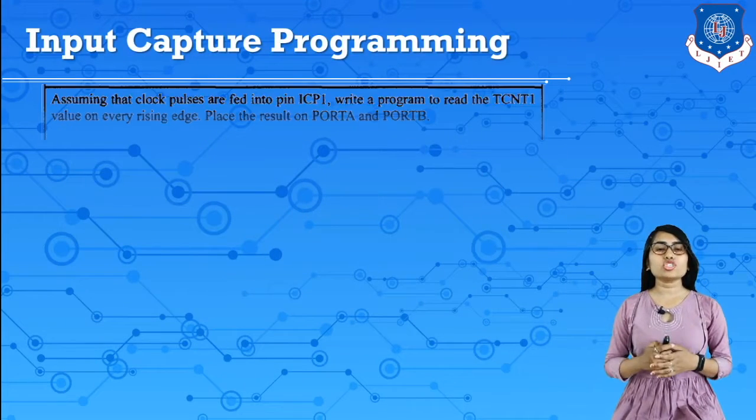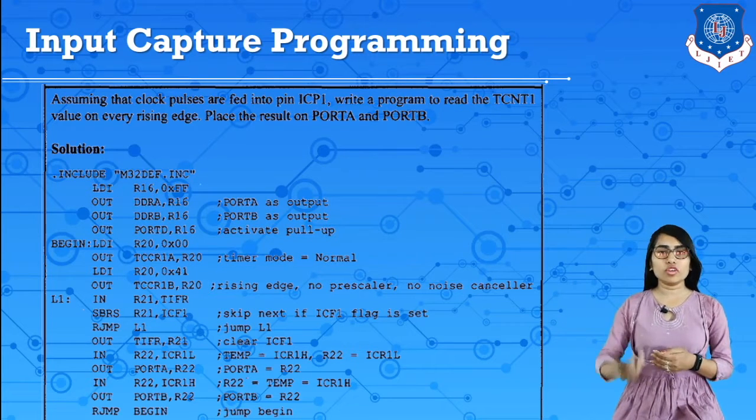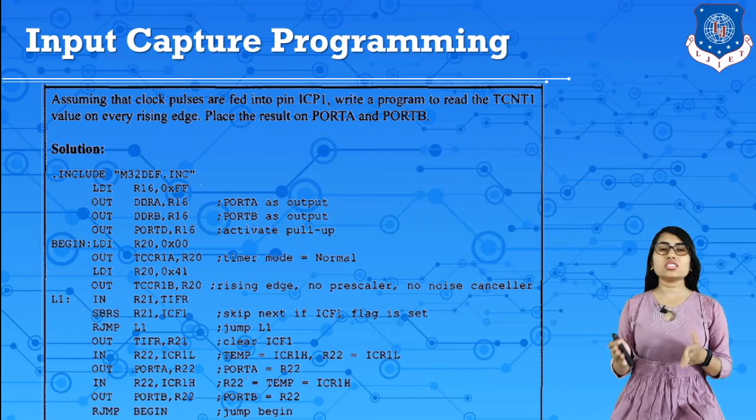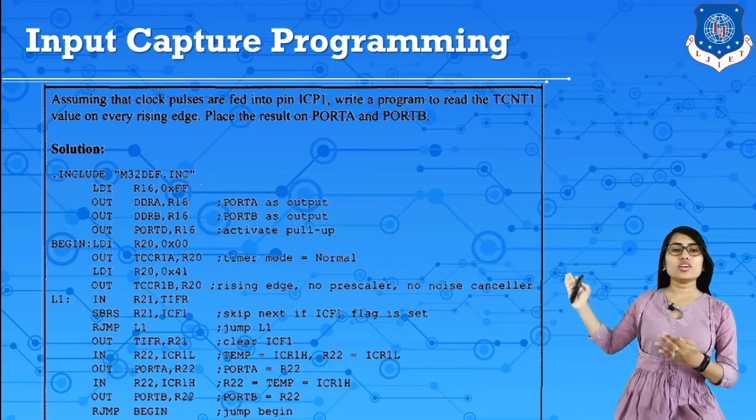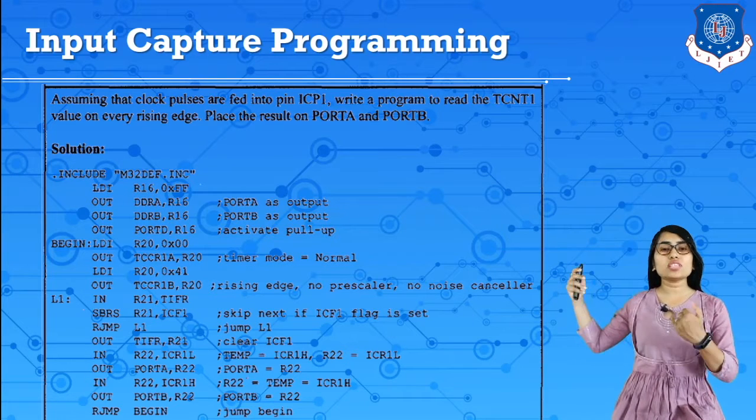This input capture programming can be done like this. Assuming that clock pulses are fed into pin ICP1, write a program to read the TCNT1 value on every rising edge and place the result on Port A and Port B. As this is 16-bit, we have to use two 8-bit ports to place the result. First include the ATmega32 library, then make Port A and Port B outputs, as we want to send the data there.